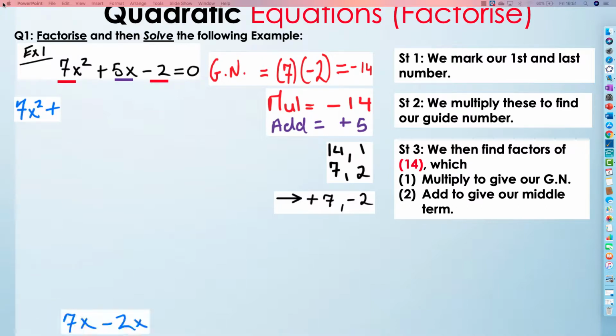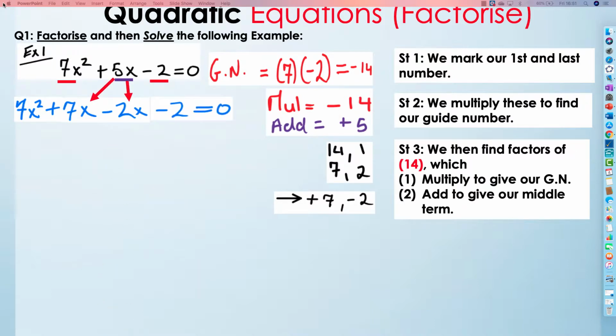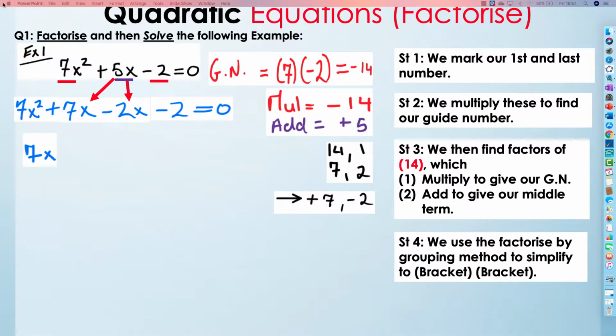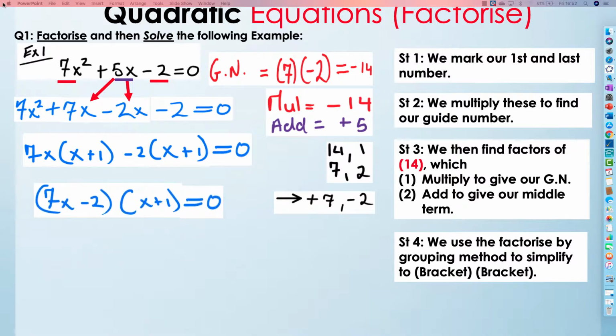We now have 7x squared plus 7x minus 2x minus 2. We just replace plus 7 minus 2 instead of our 5x. We group our first 2 and we group our second 2. What do 7x squared and 7x have in common? What's in the bracket? X plus 1. What do minus 2x and minus 2 have in common? What's in the bracket? How do you know you're right? Brackets are the same, start to come back to us. 7x minus 2 and x plus 1.